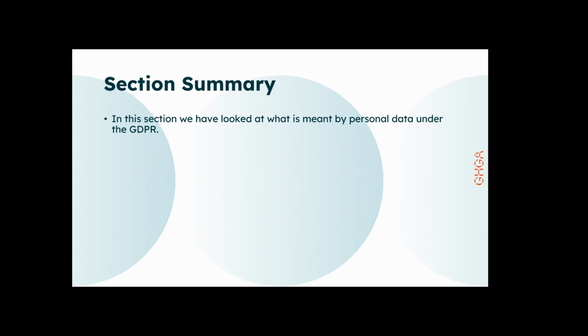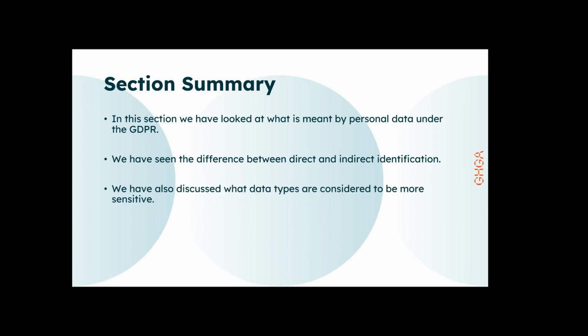So quickly about this section. We've just looked at what's meant by personal data under the GDPR. Hopefully you should all know now that personal data is data which is about a living individual, usually, that is identifiable from that data. We hopefully know the difference now between direct and indirect identification. A direct identification is where we have a single data set or a piece of data and we're able to identify the data subjects, or indirect, where we're using data sets and sources of data in combination to try and work out someone's identity. We've also discussed some of the types of data which are considered to be more sensitive, and so hopefully you can remember some of those.